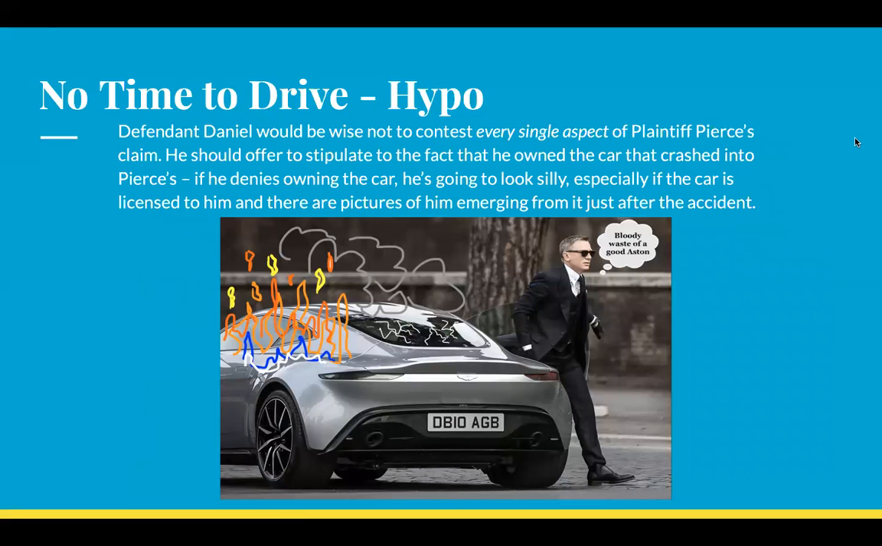Defendant Daniel would be wise not to contest every single aspect of Plaintiff Pierce's claim. He should offer to stipulate to the fact that he owned the car that crashed into Pierce's. If he denies owning the car, he's going to look silly, especially if the car is licensed to him and there are pictures of him emerging from it just after the accident.